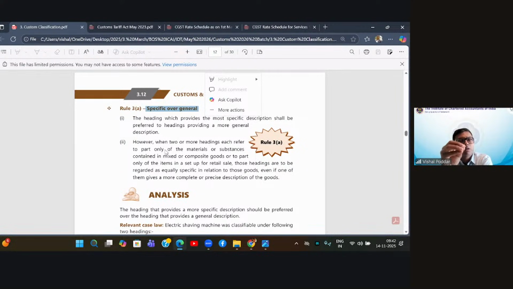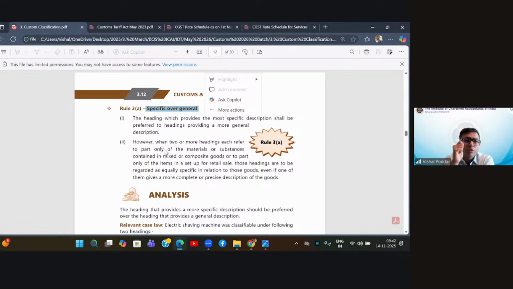The first rule is general versus specific. Obviously, that chapter which has a more specific reference will be used over the chapter which has a more general reference. So, if my product, let us say, is a playing card, you have a chapter of toys, you have a chapter of printed or printing industry material, and you have a chapter of paper products also. Now when I say playing cards, it will be classified using rule 3A in the chapter of toys.